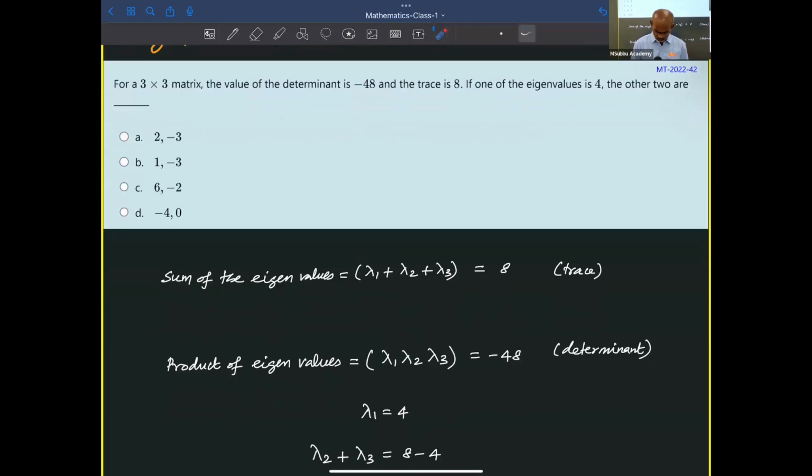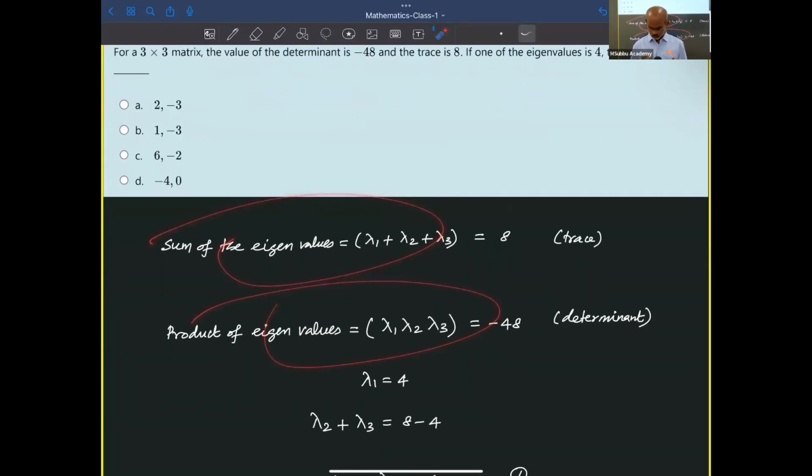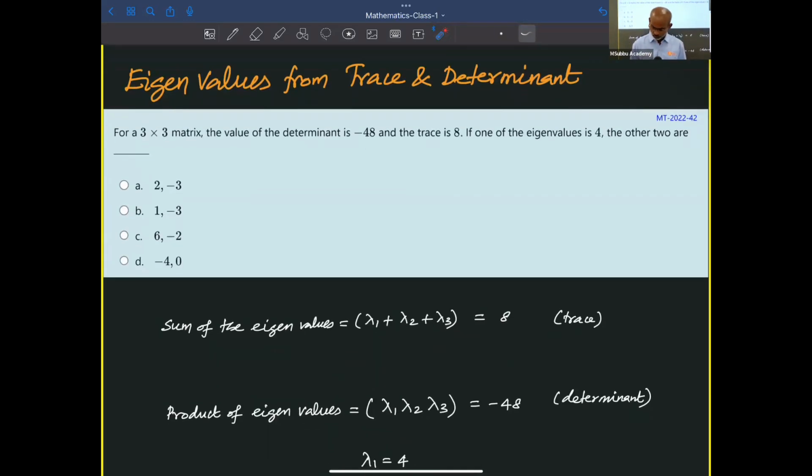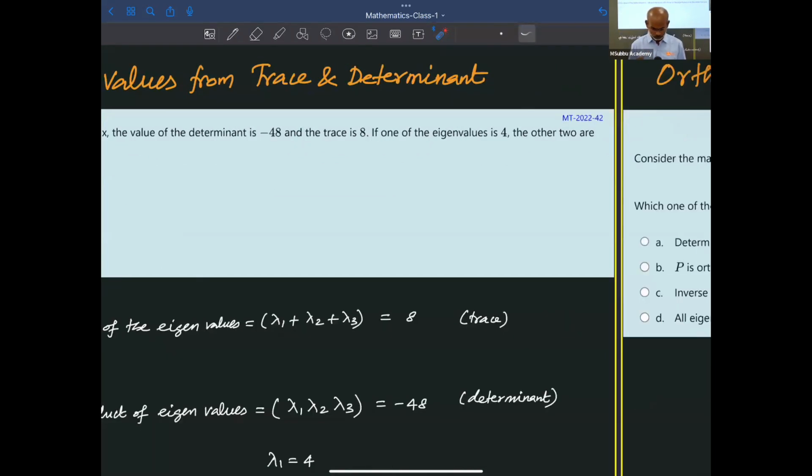That means these rules are to be known. Only then can you solve this kind of problem. Of course, this was asked for 2 marks in the metallurgy stream.